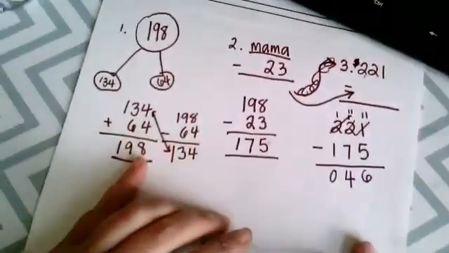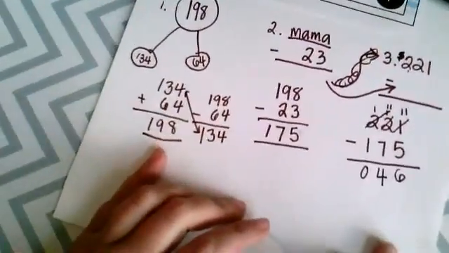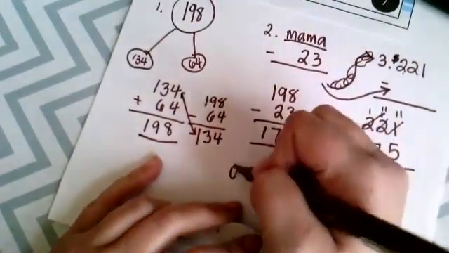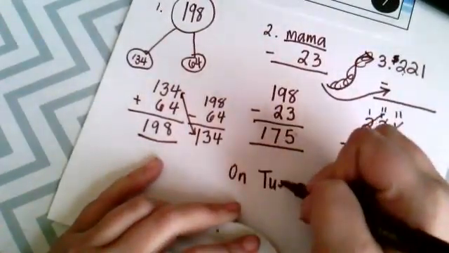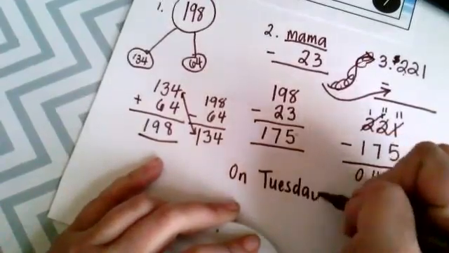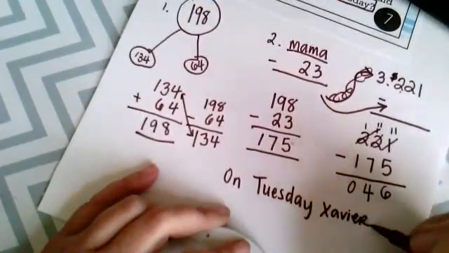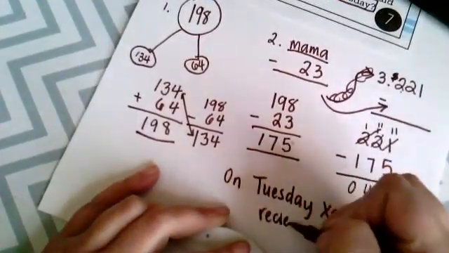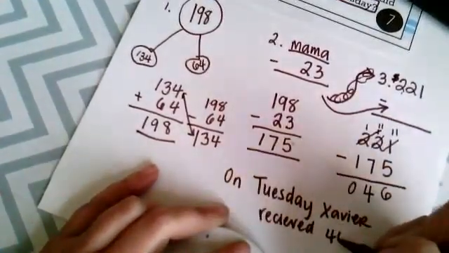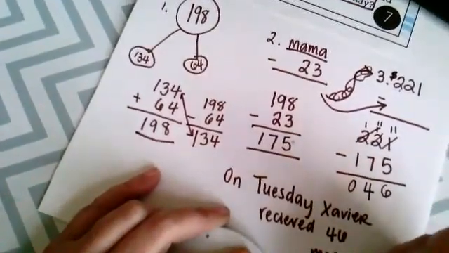All right, so our final answer is 46. So how many did he receive on Tuesday? On Tuesday, Xavier received 46 messages.